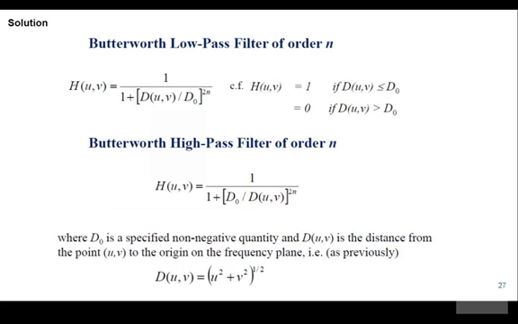One way around this is to use this Butterworth filter. Rather than having that abrupt cutoff, it has a smoother transition, so we don't just have 0 or 1 at the cutoff frequency. We have a smoother one, and I'll show a diagram of it on the next page.